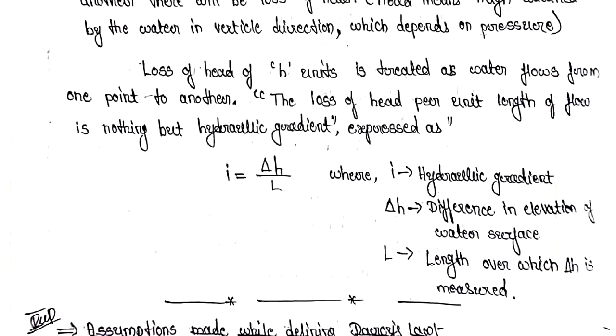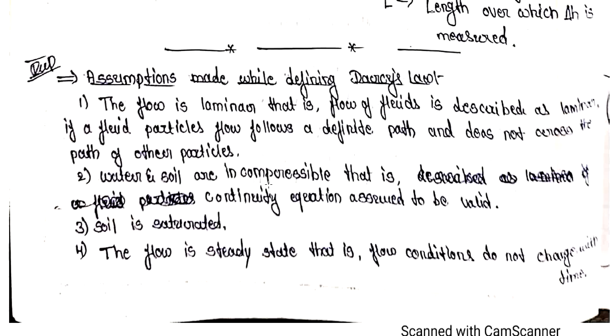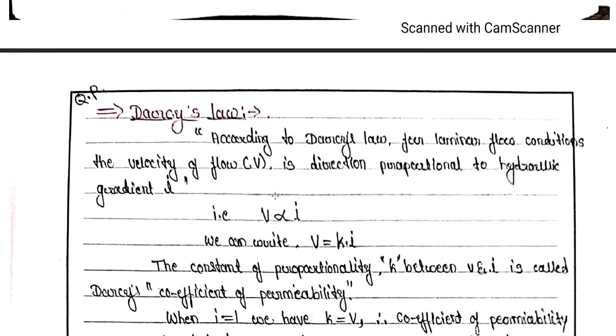Hydraulic gradient is nothing but the loss of head per unit length of flow. It is called the hydraulic gradient. The formula for hydraulic gradient is given like this. We have also studied Darcy's law, which says that the velocity of flow is directly proportional to the hydraulic gradient. So we can write V is equal to k into i, where small k is the coefficient of permeability.